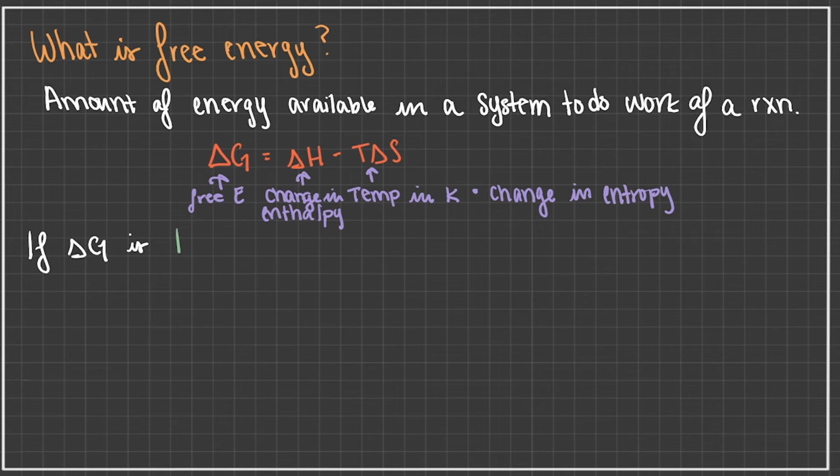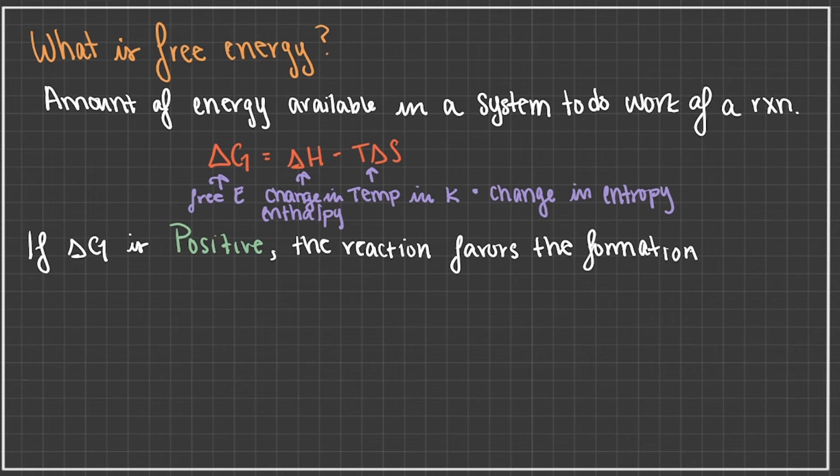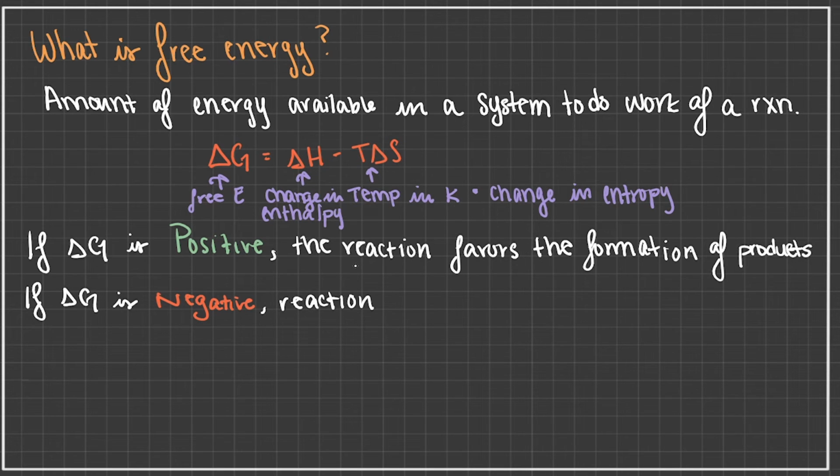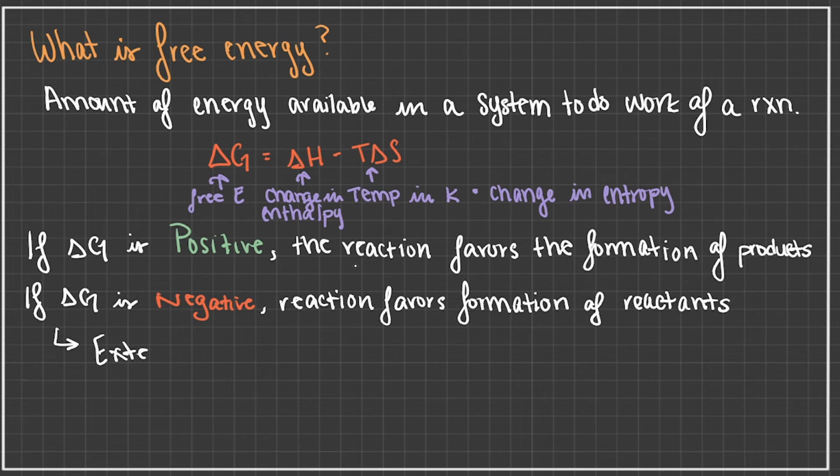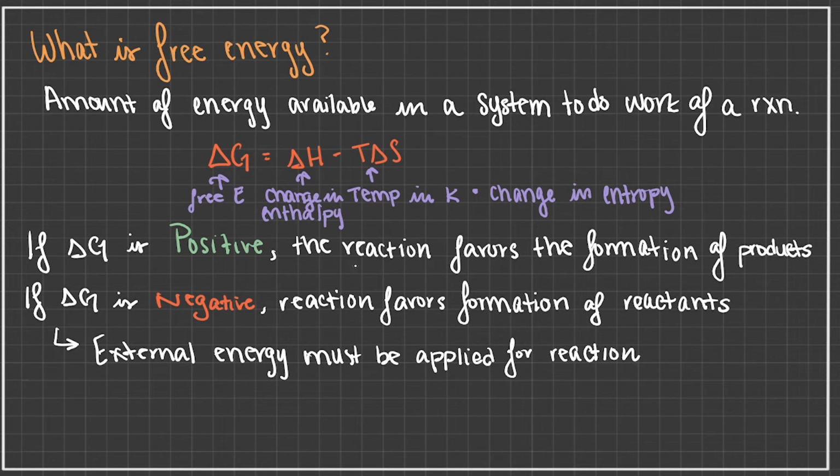When delta G is positive, or above 0, the reaction favors the formation of the products, and heat is actually a product of our reaction. If delta G is negative, or below 0, the reaction favors the formation of reactants, and external energy must be applied in order for the reaction to occur forwards. This is where heat is actually a reactant, and it must be applied in order for the reaction to go forward, or else the reaction will go backwards, in the reverse way.